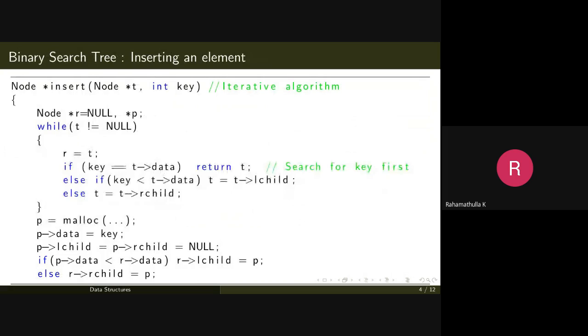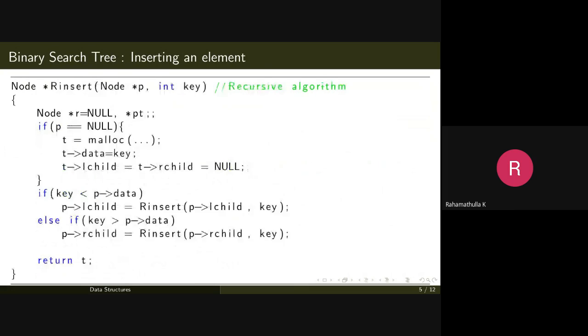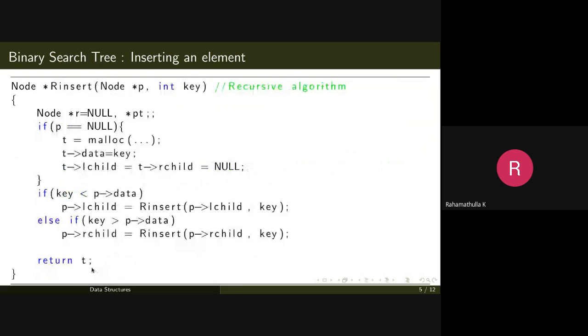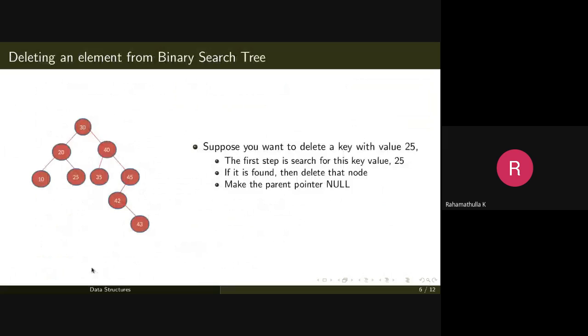And we have already seen the insertion procedure as well, the recursive procedure and the iterative procedure for insertion. So for inserting an element, the first thing we do is search for that element in the BST. If it is not present, we will insert it as a left child or right child of a particular leaf node.